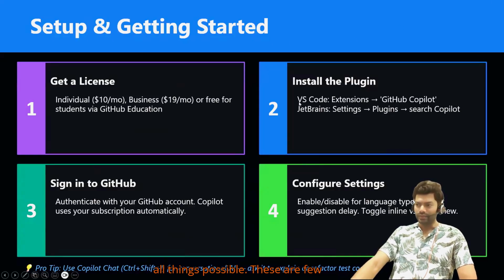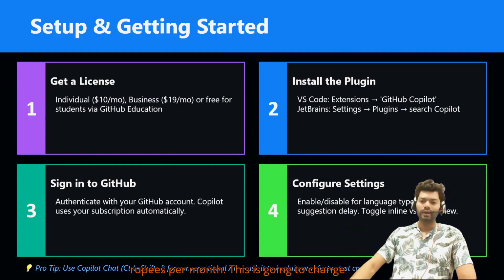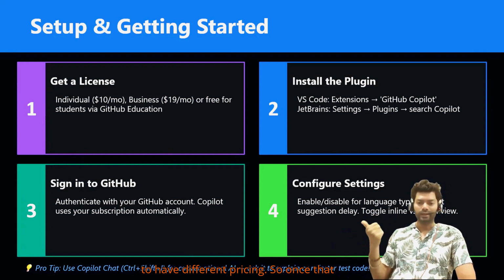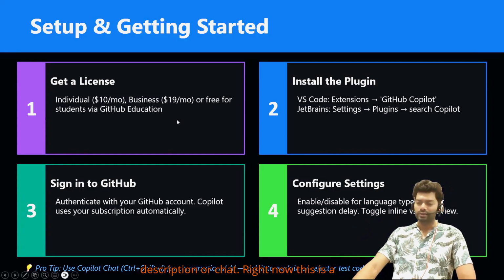These are a few licensing related details, how you can install it, and the process of configuration. If you really want to buy it, you can buy an individual license for $10, which is equivalent to 1,000 rupees per month. This is going to change next month, in June 2026. They are going to have different pricing. Once that comes, I will update it in the description or chat. Right now this is the pricing structure.